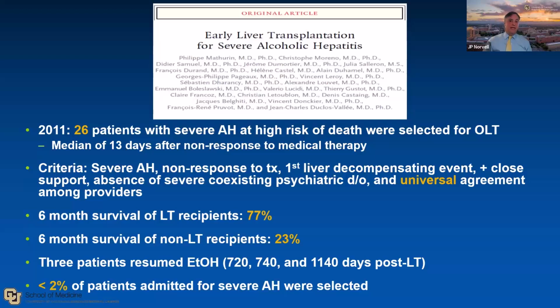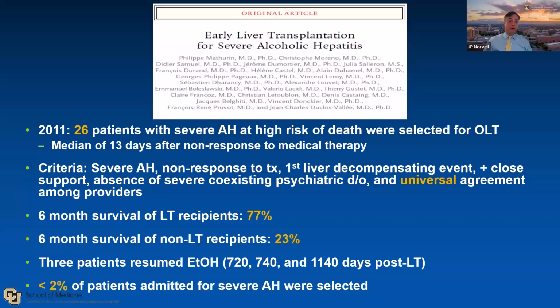But the real key message that we can glean from this is that while we can transplant for those that have alcoholic hepatitis with very early short sobriety, they need to be very carefully selected. And so the real, I think, important thing in this study is that it was less than 2% of patients that were considered were ultimately approved and transplanted.